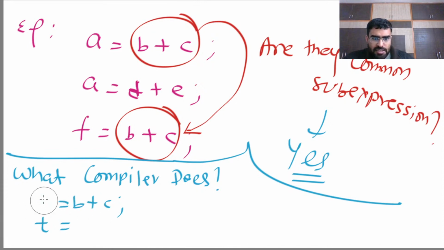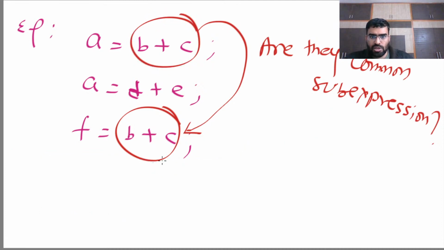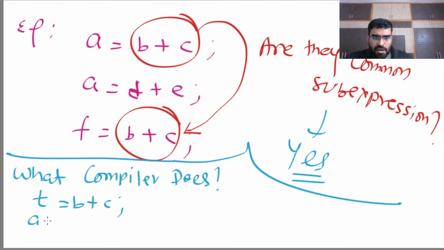So this expression is computed and it is put in a temporary variable. Now in this a you will put t. Now you can notice that a is still changing, but you can notice that b plus c is already put in the t. So this b plus c is already available in t.